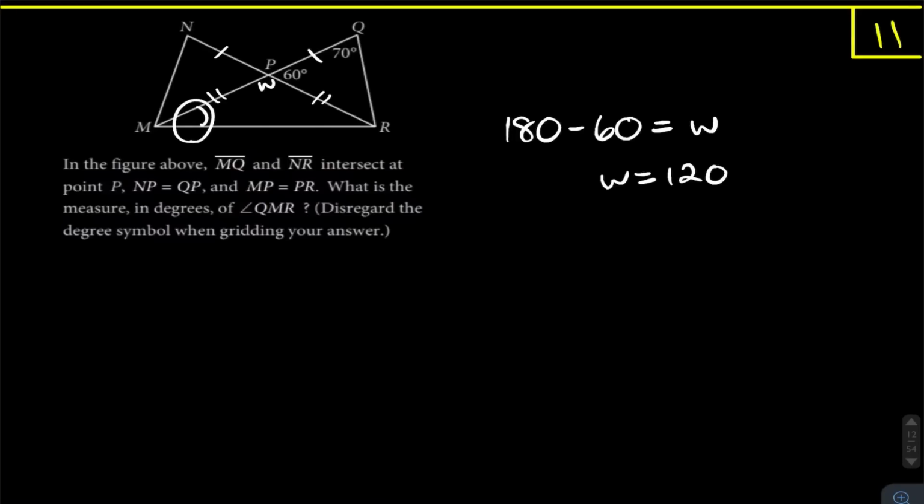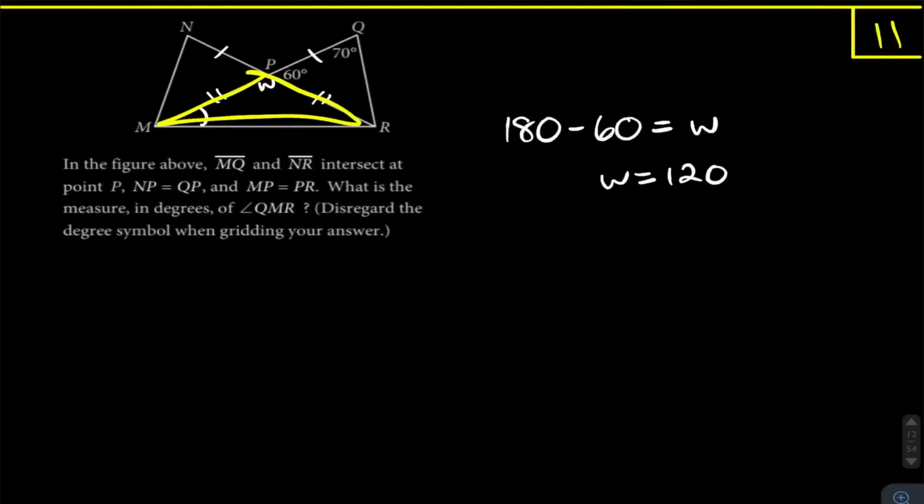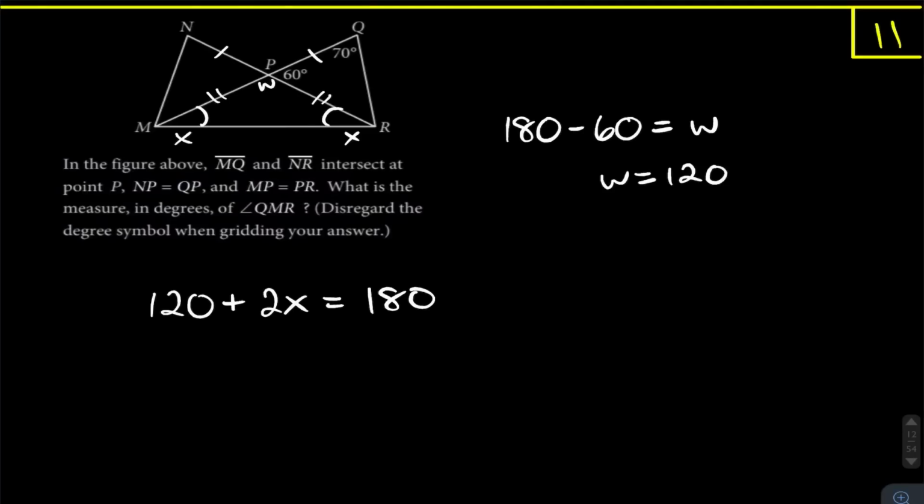But how do we find this one, right? Well, again, we know this is isosceles because these two segments are congruent, right? So this is an isosceles triangle right here, okay? And so these two angles are the exact same. We'll call them X, because S is weird. Okay, let's do that. So we know that 120 plus both of those angles, 2x, is going to equal the full 180 in that triangle.